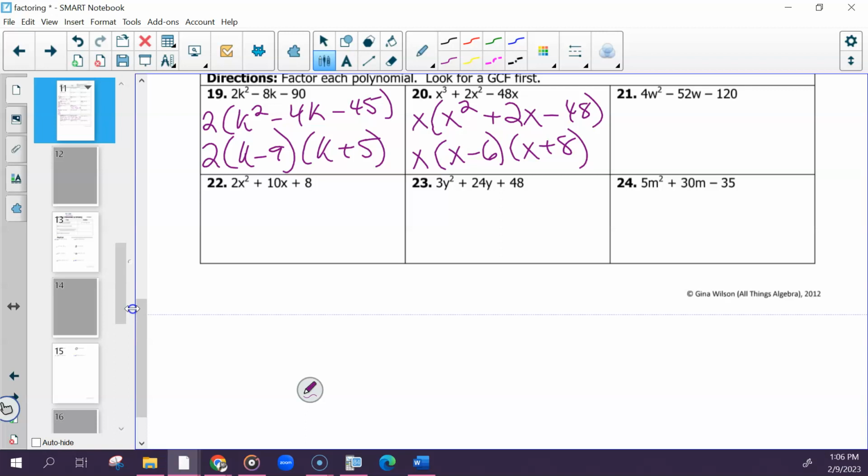Right. And then 21, GCF of that. 4. It is 4. General rule for when a is supposed to be equal to 1, but it doesn't: whatever that first number is usually your GCF, unless it doesn't have one, then it's a variable. So if we divide everything by 4, what's up? W squared minus 13 minus.